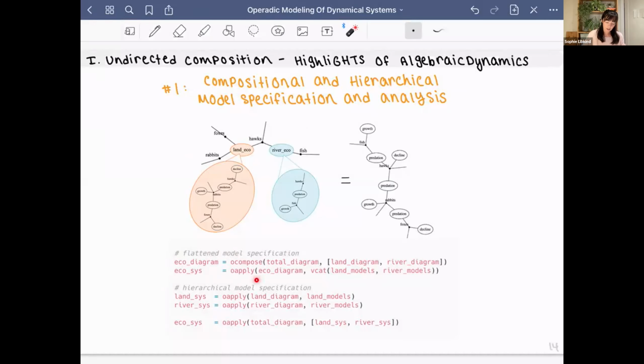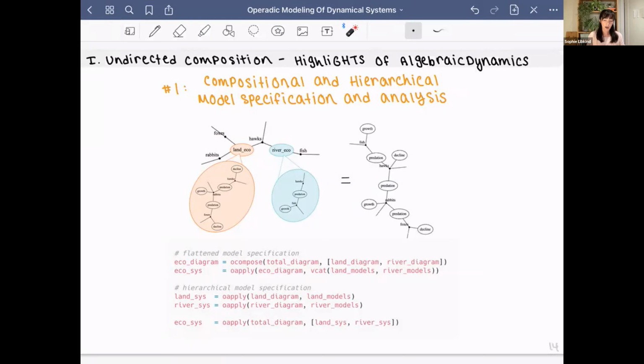We already did the flattened version where we composed a bunch of independent predation, growth, decline models into a single system, but we can do it hierarchically by substituting the land models into this land diagram to produce a single model corresponding to the land system. Similarly, substitute the river models into this diagram to get a single model corresponding to the river system. And then we can apply those two now single models, that we can test and do analysis on, into our total diagram to produce our ecosystem. And the applied category theory, the mathematics of this, tells us that these two systems are identical in their behavior.